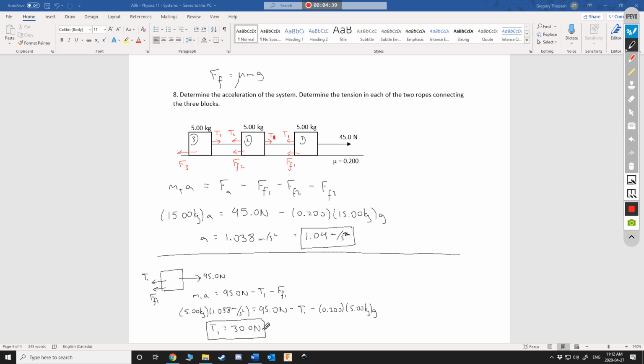When we have a flat horizontal surface, it does work out that the no friction scenario does give you the same tension values as the friction scenario.